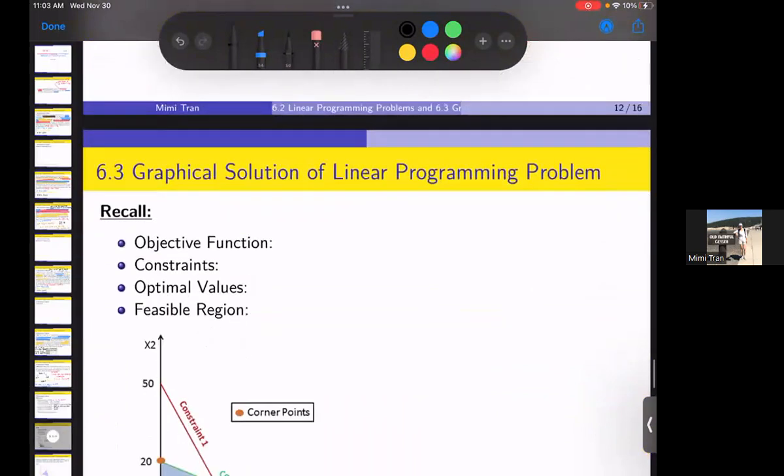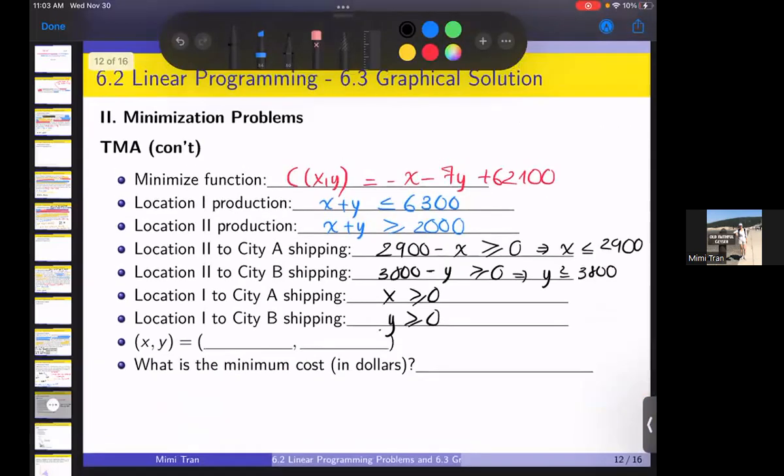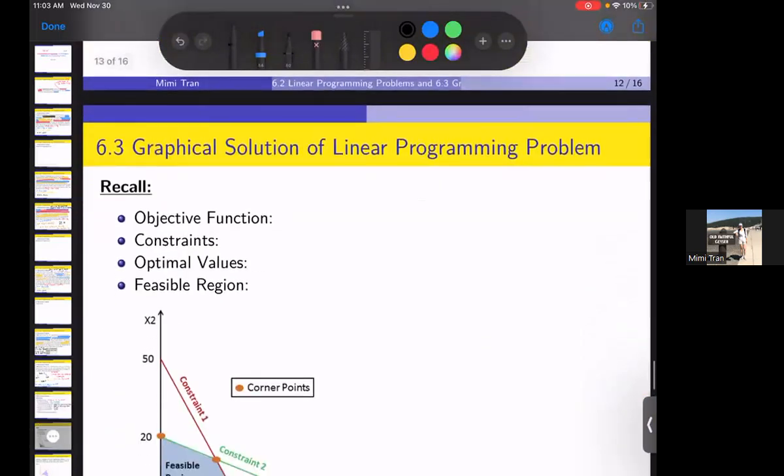All right. Now we've officially finished 6.2, setting up the problem. Now we're going to move on to 6.3, which is solving them. I'm going to show you how to solve them using a calculator. And we're going to solve with decimal too.